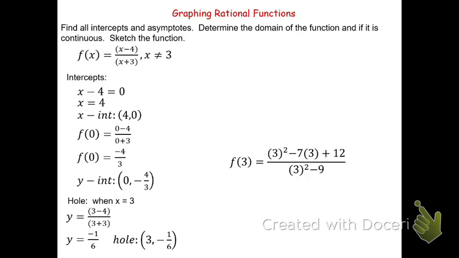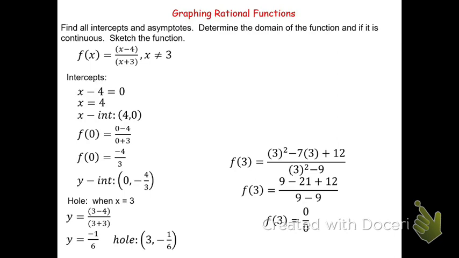If you plug it into the original function, 3 squared is 9, minus 7 times 3, which is 21, plus 12 over 9 minus 9, this is going to give me 0 over 0. And that's called an indeterminate form. 0 over 0 doesn't work, and we really can't tell what it is. Is it supposed to be a 0 value? Is it supposed to be undefined?